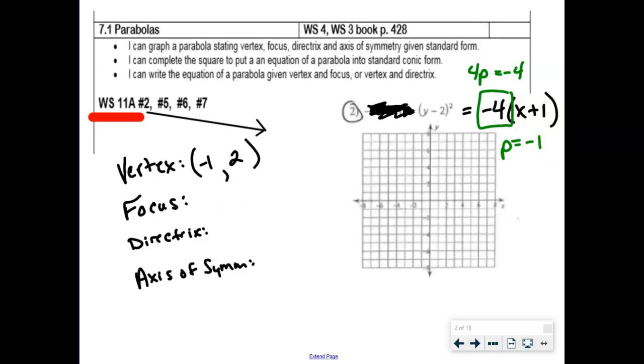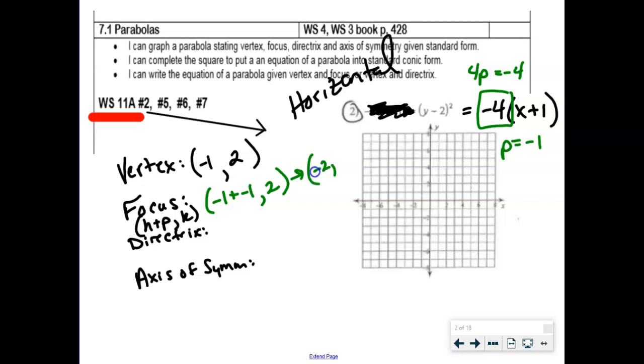Okay. So the formula for focus, and have you figured out what kind of parabola you're looking at? Are you looking at the right formula for the parabola? If y is being squared, that means you have a horizontal parabola. So make sure you're looking at the sideways ones. The focus formula is h plus p, comma k. So for us, that would be -1 plus -1, comma 2. PreCalc, you're better than this. Give me the right ordered pair. It's at -2, 2.